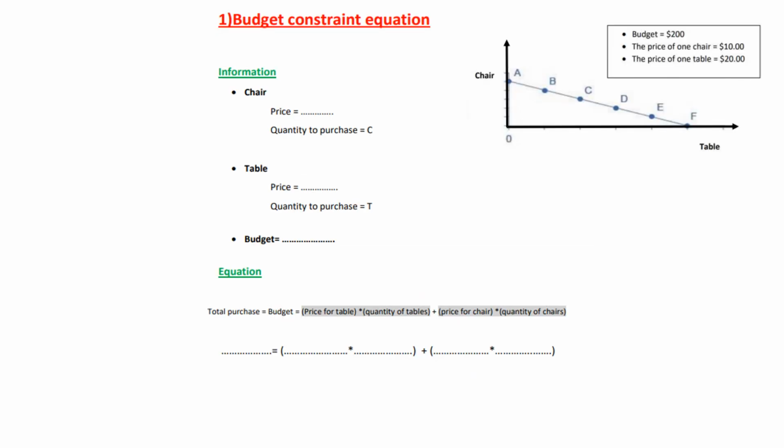So we begin here by trying to establish our budget constraint equation. First, let's try and explore the information given so far. We know that the unit price for chair is $10, and the quantity of chair purchase will be denoted C. The price for table is $20. That will be the unit price for table, and the quantity of table will be denoted T. And we also are given a budget of $200.